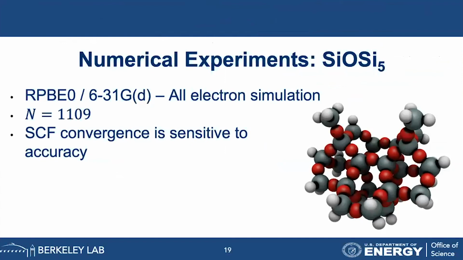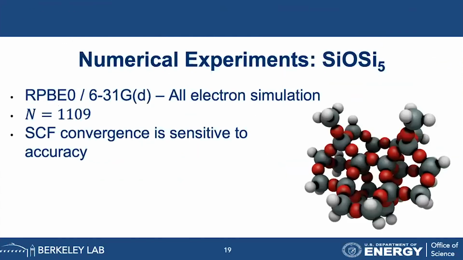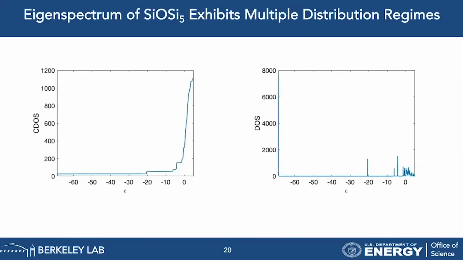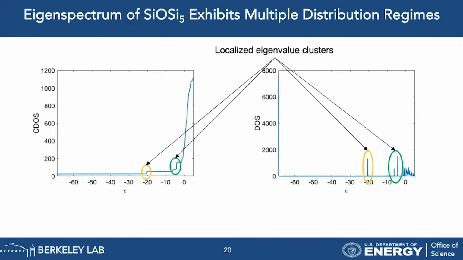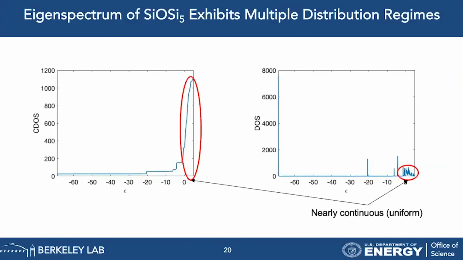So just to give you an idea of what we did, we chose this SiO, Si5 problem, which is rather small, but it's very sensitive to the accuracy of any particular SCF iteration. And also, this exhibits multiple regimes of eigenvalue distributions in the same spectrum, where we have localized eigenvalue clusters, which represent our core electrons. And then above our Fermi level, we have some set of more continuously distributed eigenvalues. They're still discrete, but they're closer together.